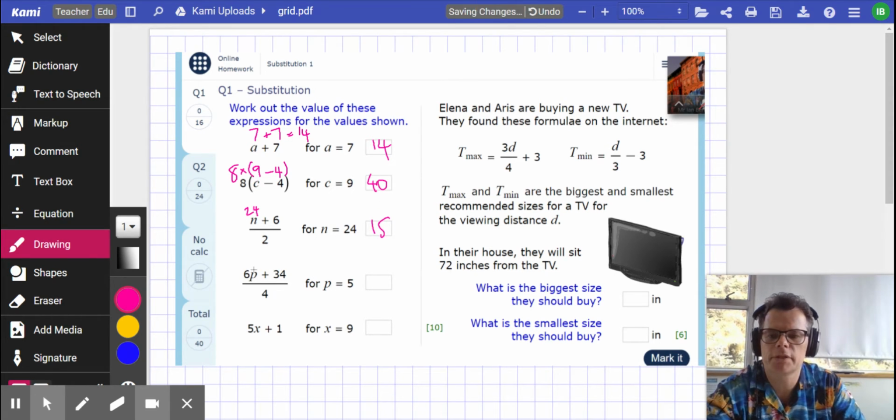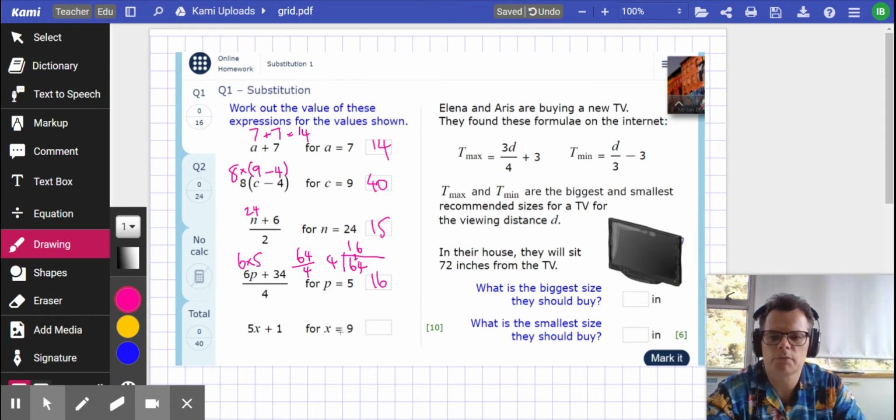P is 5, 6P, so that means 6 lots of P. So P is 5, 6 lots of 5 is 30. 30 plus 34 is 64, and then 64 divided by 4, you've got to do 64 divided by 4 there. How many 4s are in 64? You might just have to do a little bit of working. How many 4s in 64? 1 remainder 2, and then 6, 16.